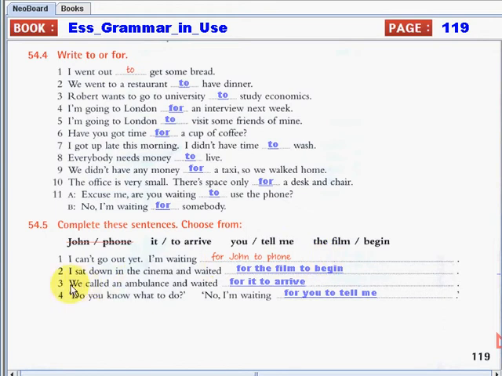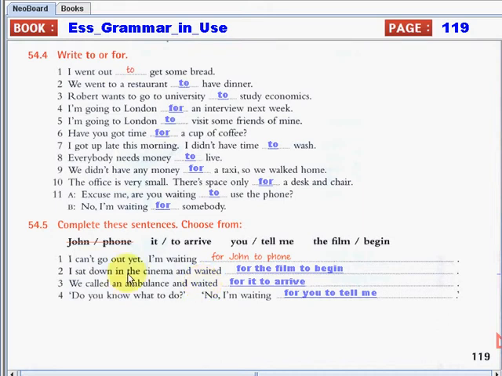Okay, number 3. We called an ambulance and waited blank. Okay, so again, this sentence has the purpose or aim. So you will just add the word for, for it, and the word to arrive. Okay, so the word to indicates the verb, which is arrive, and then here is the aim or the purpose of the sentence.